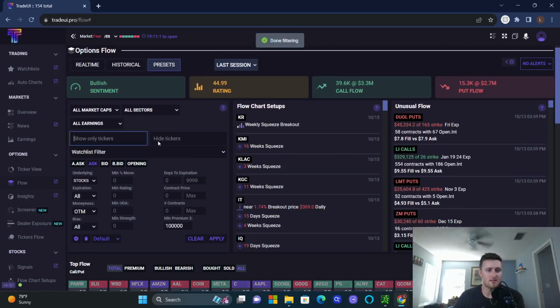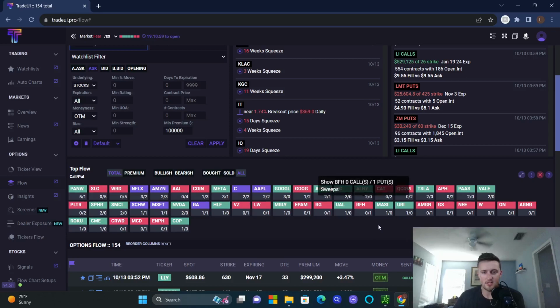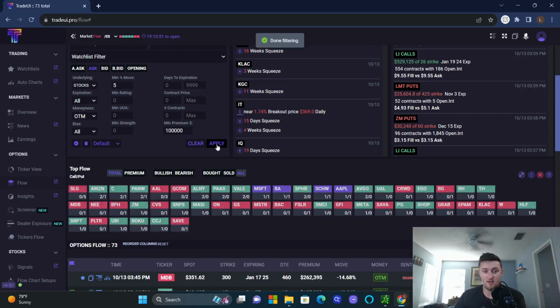This is where the hunt comes in, guys. This is where you've got to go through ticker by ticker to find something with a good opportunity. You can always set a minimum move. So say you want to see a 5% move. Let's see what's going on here.